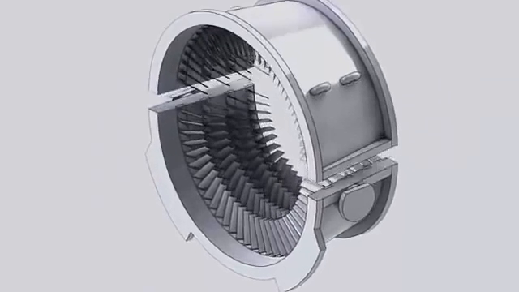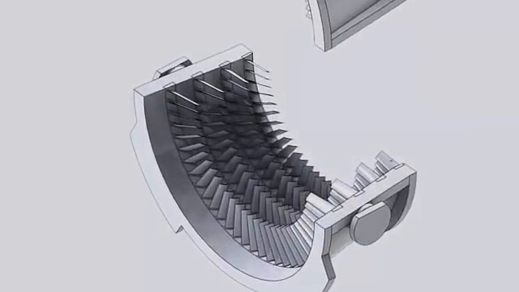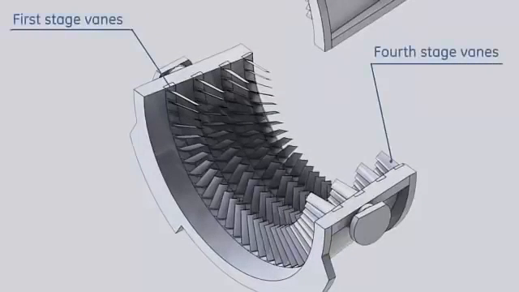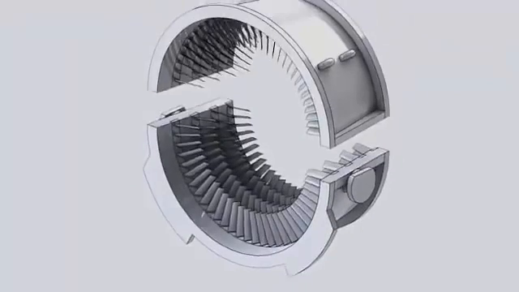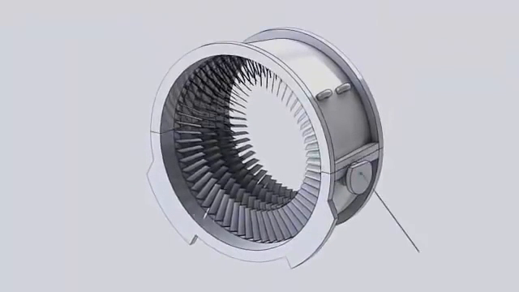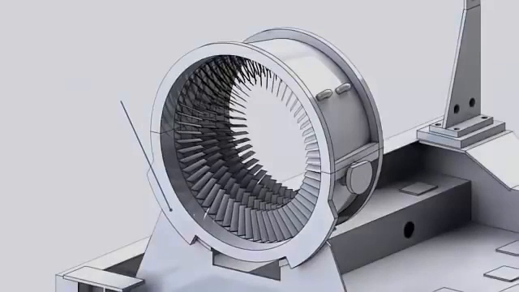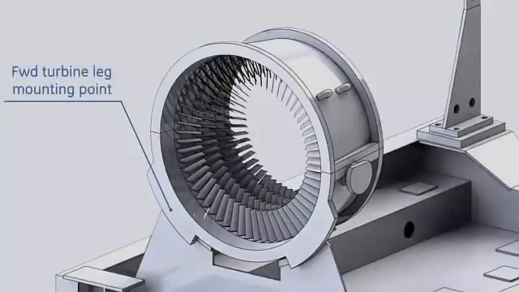The forward casing contains the first 4 compressor stator vanes. The lower half is equipped with 2 trunnions, used with other trunnions on the turbine shell, to lift the gas turbine to or off the turbine base. It also features a mounting point for the forward turbine support plate.